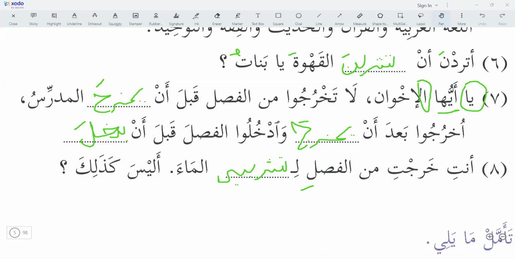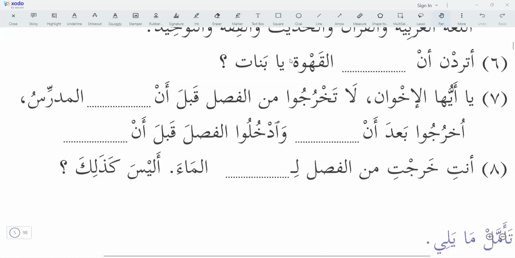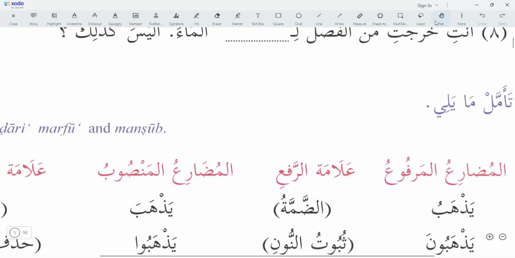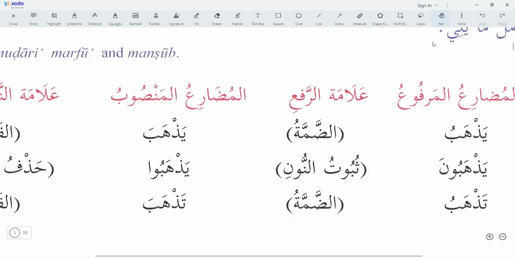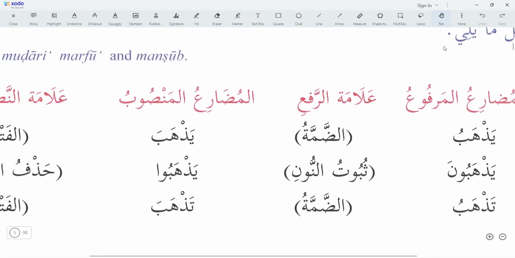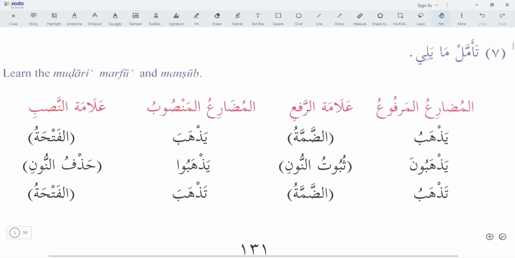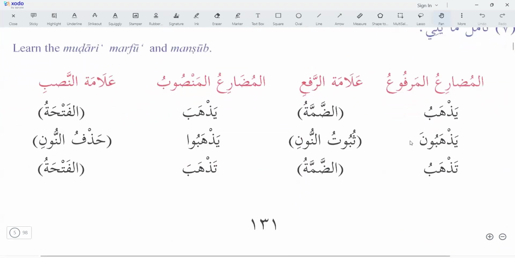Okay, thank you. Lots of mistakes, we are still learning. Subhanallah. It doesn't matter as long as we are learning. Then here we will learn. We will revise what we have learned.